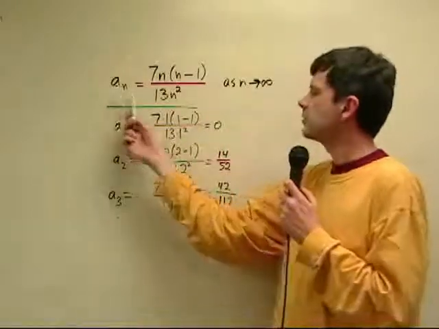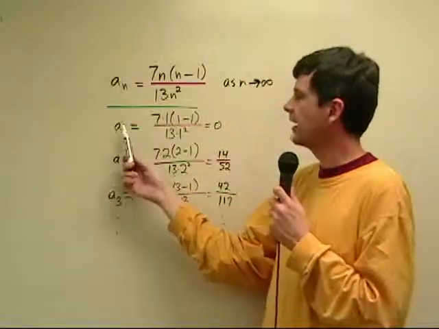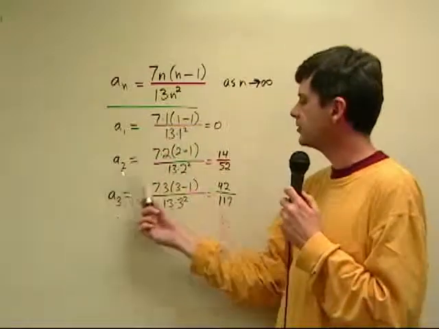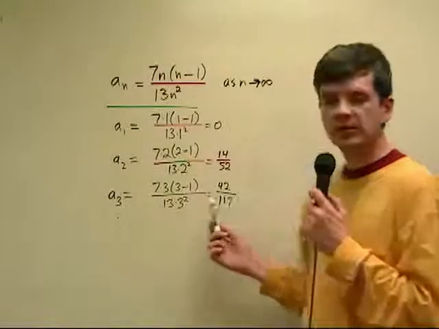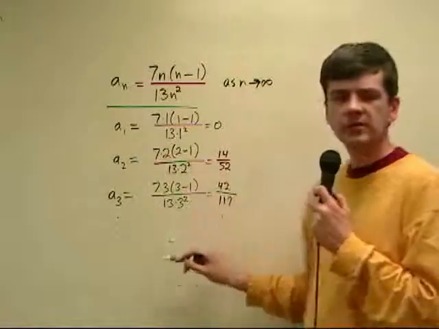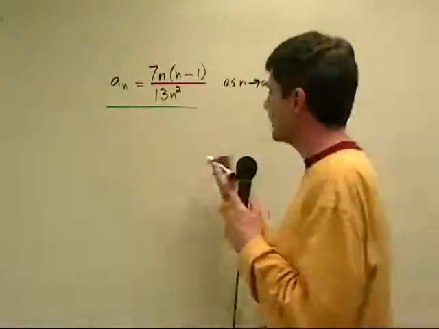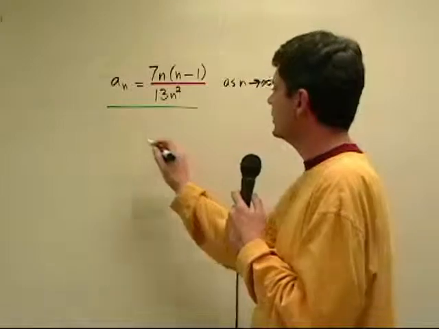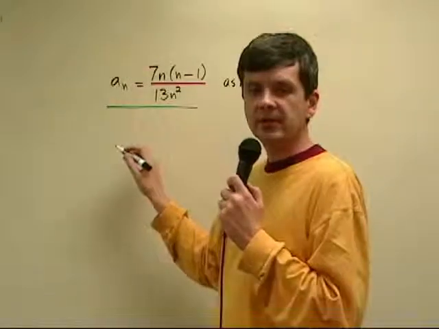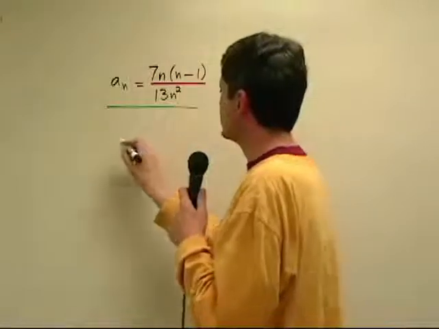Now this right here is just shorthand for listing a bunch of different numbers in sequence, like a of 1 is equal to 0, a of 2 is equal to 14 over 52, a of 3 is 42 over 117. That could be tedious to try and see what number it comes out to be as n gets bigger and bigger. That can be tedious to calculate like that, so instead we're going to see if we can figure out what happens as n approaches infinity by doing a little bit of algebra manipulation on this.